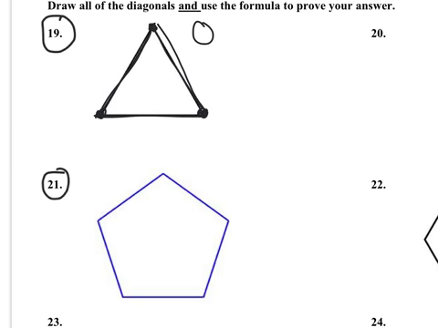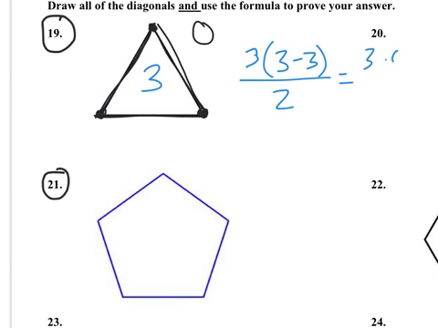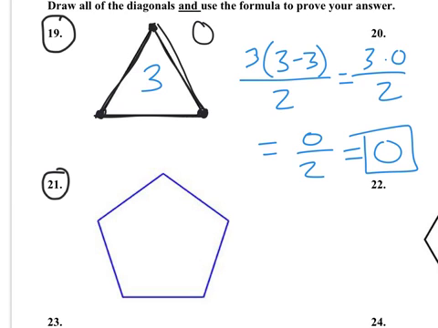Now, let's use the formula to prove our answer. Our formula, again, was n times n minus 3 divided by 2. Well, this is a triangle, so there are 3 sides, so n is 3. So 3 times 3 minus 3 divided by 2. Well, 3 minus 3 is 0, so the top is 3 times 0 divided by 2. 3 times 0 is 0, and 0 divided by 2 is 0. So that checks out.